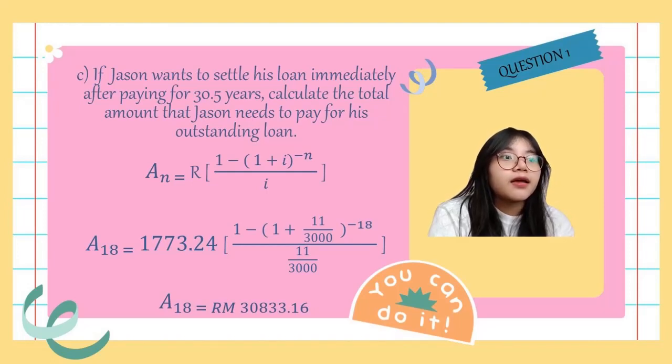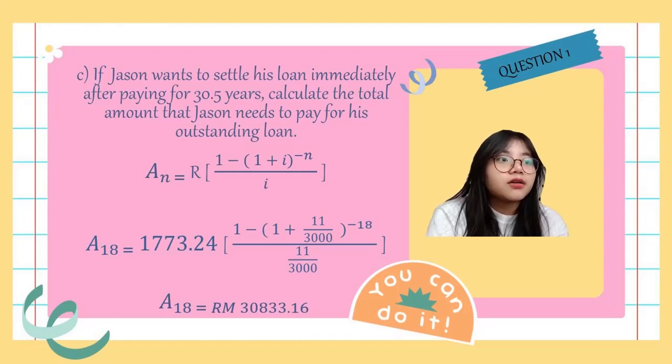So A18 equals 1,773 ringgit and 24 cents open bracket 1 minus open bracket 1 plus 11 over 3000 close bracket power of negative 18 over 11 over 3000 close bracket. So the answer for this question is A18 equals 30,833 ringgit and 16 cents.